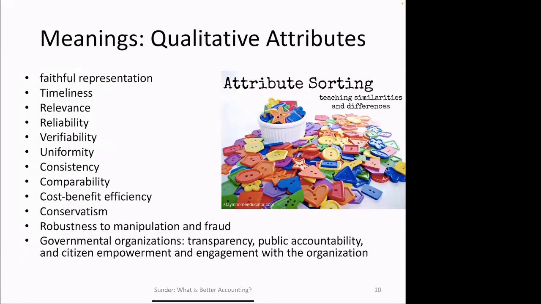The second possible meaning is the qualitative attributes that have been used in accounting literature, standards, and the conceptual framework for many decades. I've given you a partial list on the left side of the slide: faithful representation, timeliness, relevance, reliability, verifiability, uniformity, and so on and so forth. These kinds of things have been a very useful guide to decide what to do. And for governmental organizations, people come up with a different list, and I have given an example of some of them.